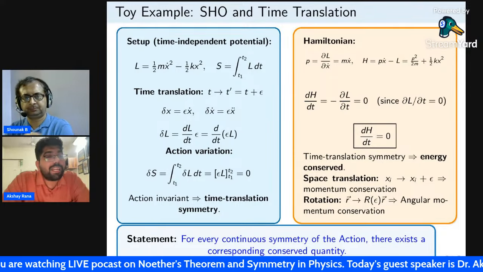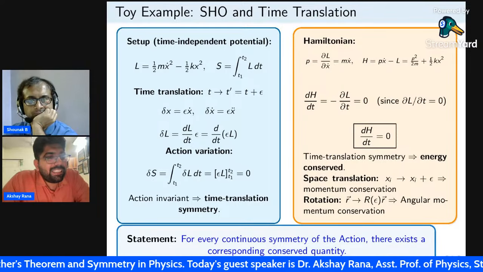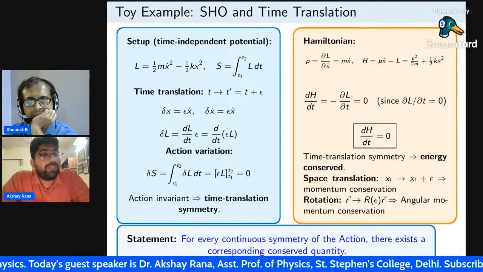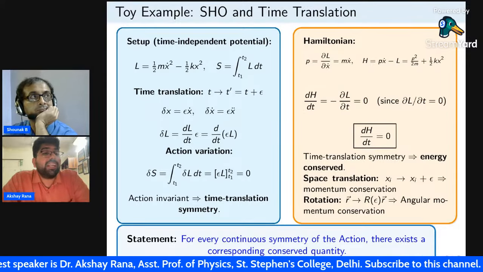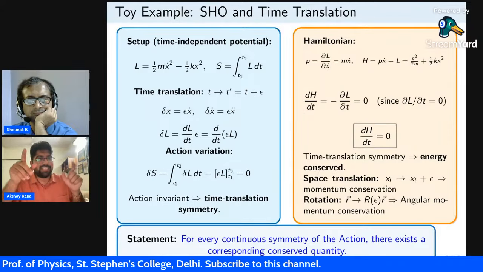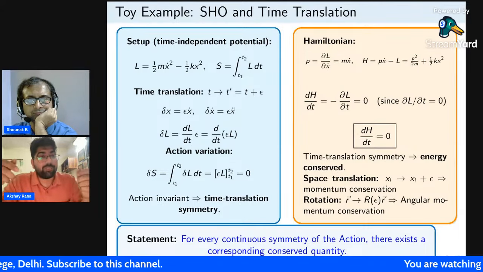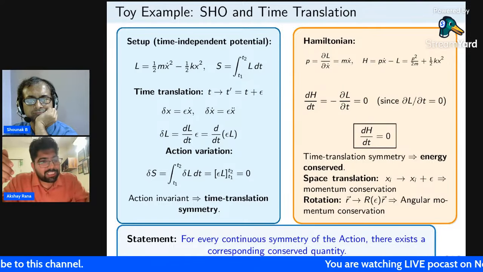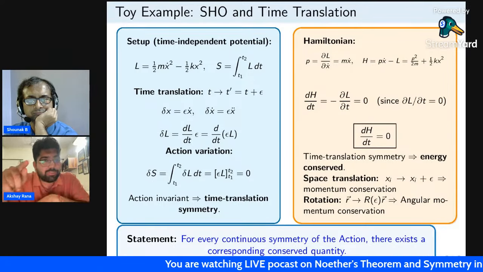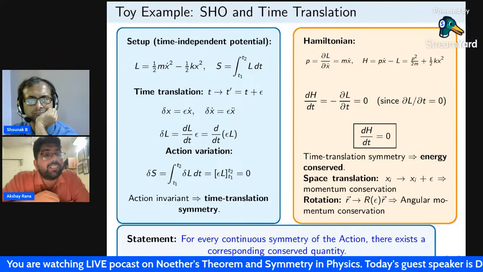translation, dH by dt is going to be 0. For this system, dH by dt is going to be 0. What does it mean? It means that for this system, the Hamiltonian is going to be constant. The energy is not changing. So in this simple exercise, we are seeing that our Lagrangian has time translational symmetry, and it has a consequence as well, and that consequence comes into the mathematical equation in terms of the conservation of energy.